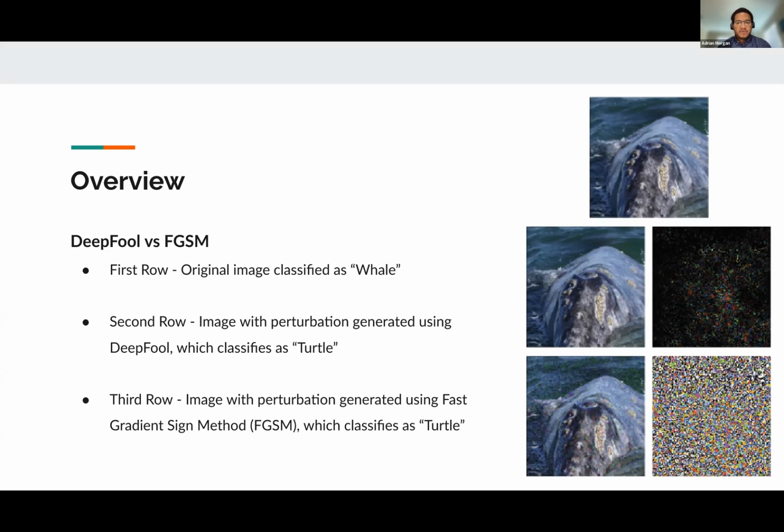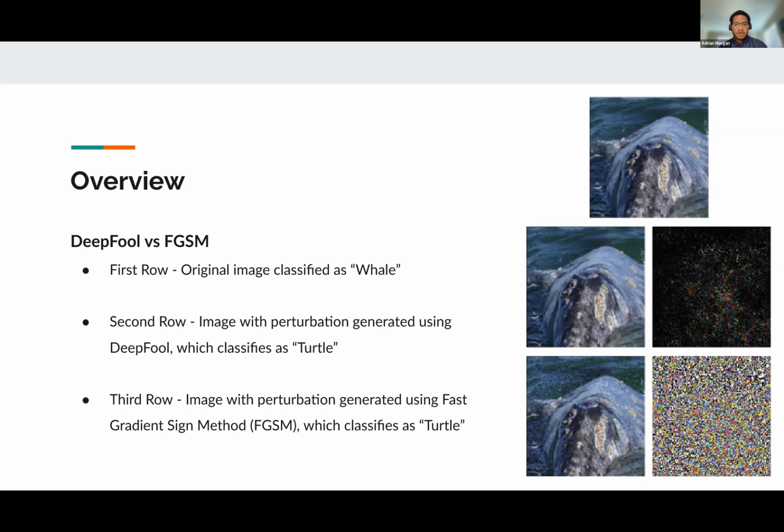So a quick overview of DeepFool. On the first image here at the top, this is an image that's classified as a whale. And then on the second row, the image on the right is the perturbation that was generated by DeepFool. And when it's added to the image on the left, it's classified as a turtle. But to the human eye, it's still perceived as a whale.